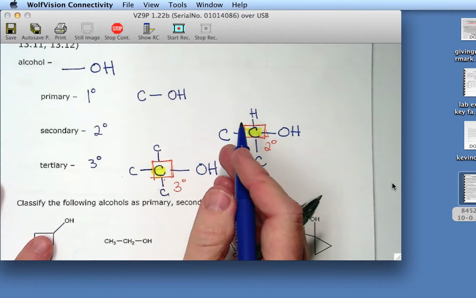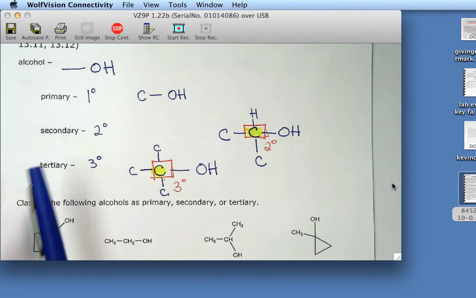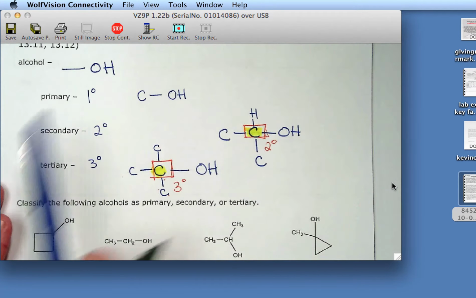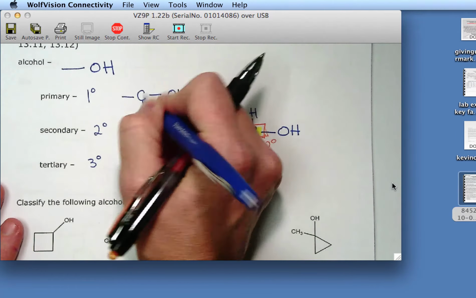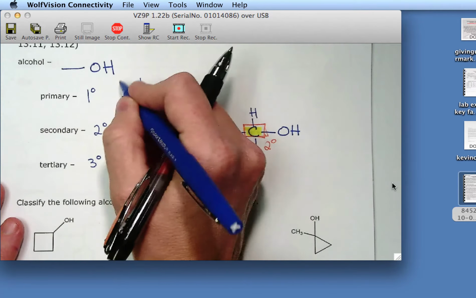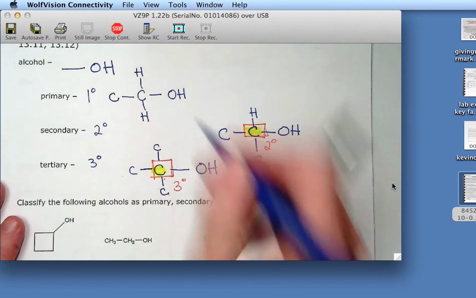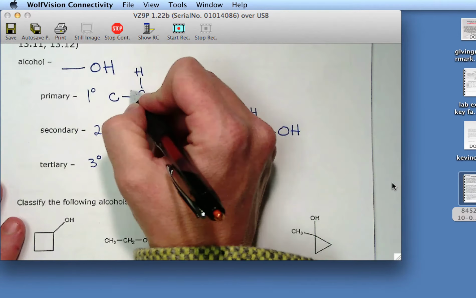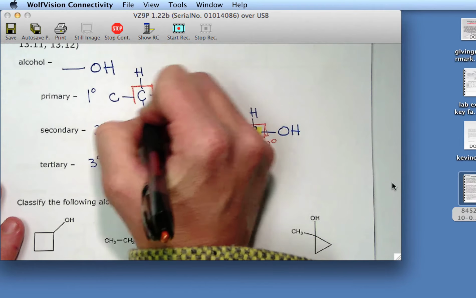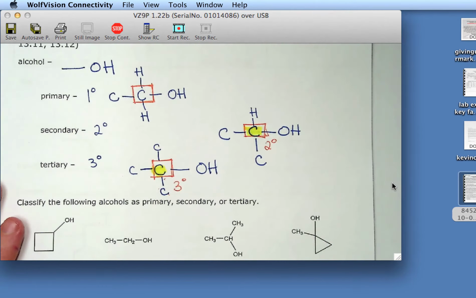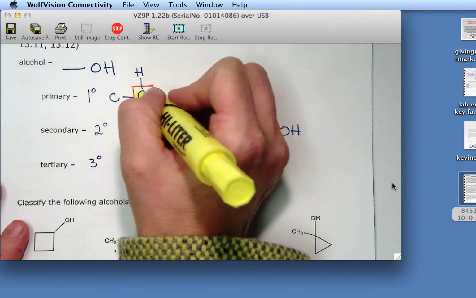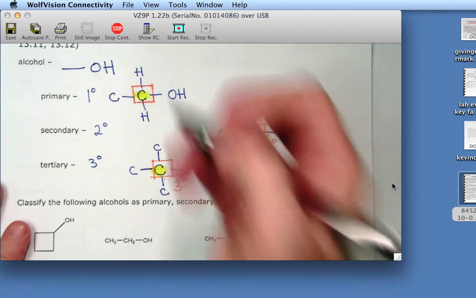A primary alcohol has a carbon bonded to the OH. The carbon is bonded to 1 carbon and then 2 hydrogens. So that carbon is primary.